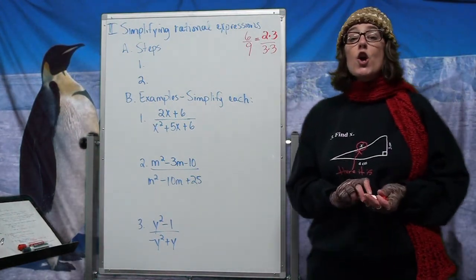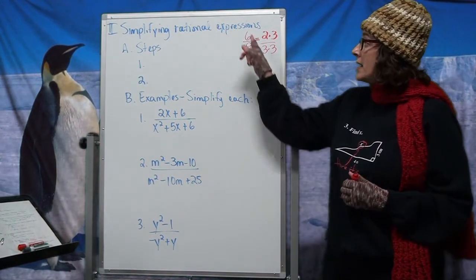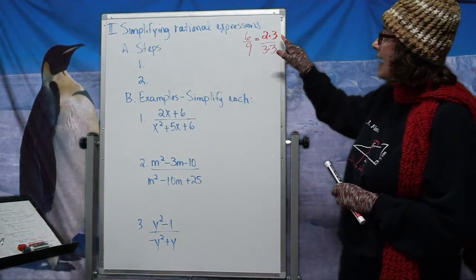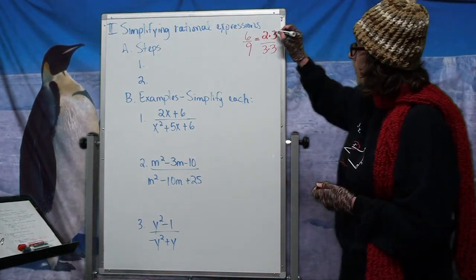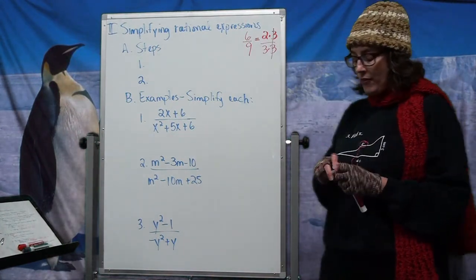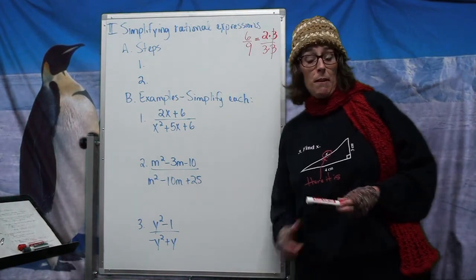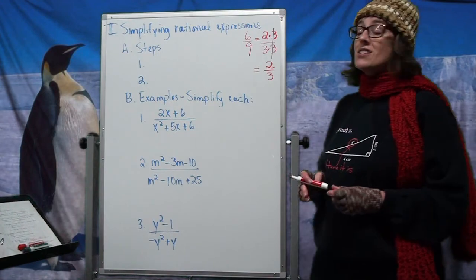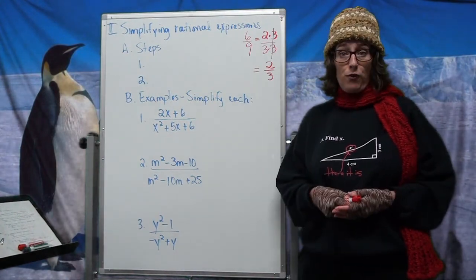Yes, I can split 9 up as a 9 times 1, but 3 times 3 is a little more useful. So what I'm actually doing when I divide my 6 by 3 and my 9 by 3 is I'm canceling out these common 3's that are right here. And when I cancel out those common 3's, because 3 divided by 3 is 1, I am left with 2/3, which is 6/9 in simplified form.